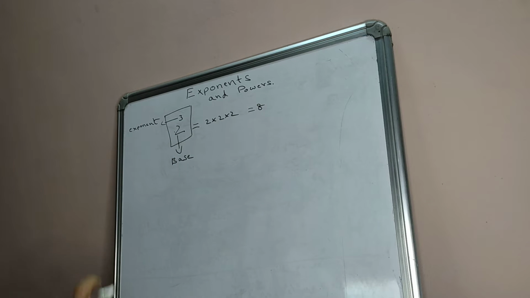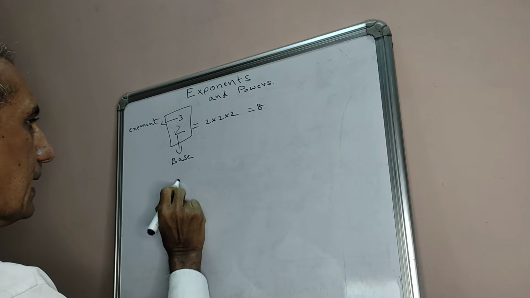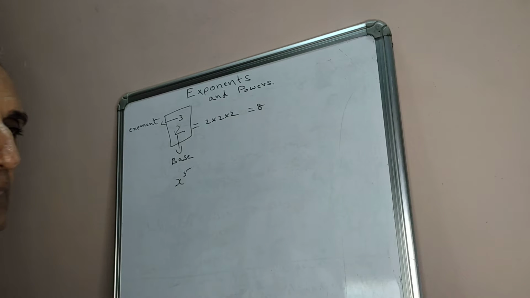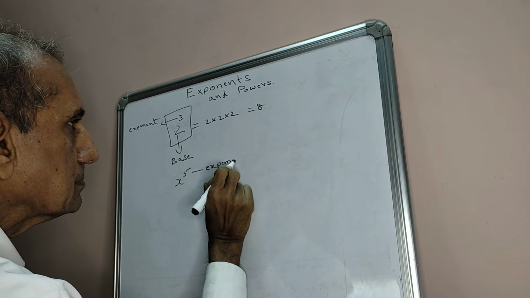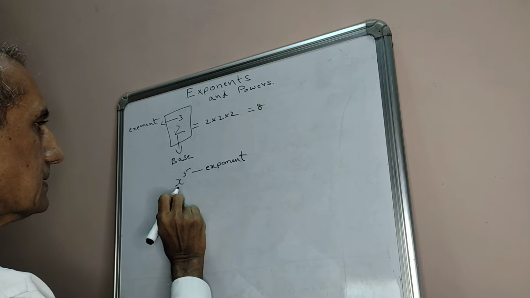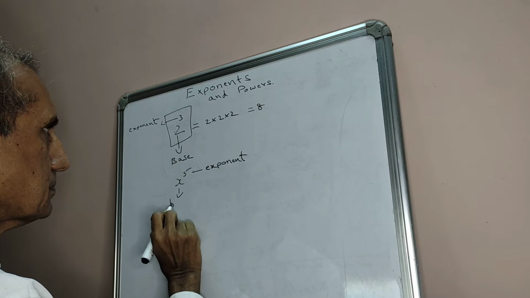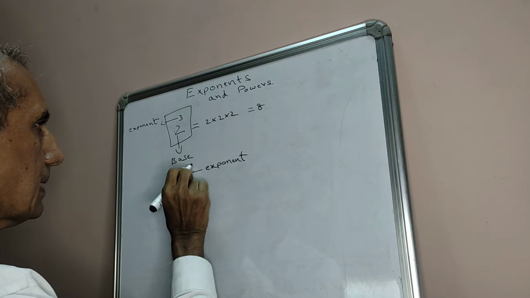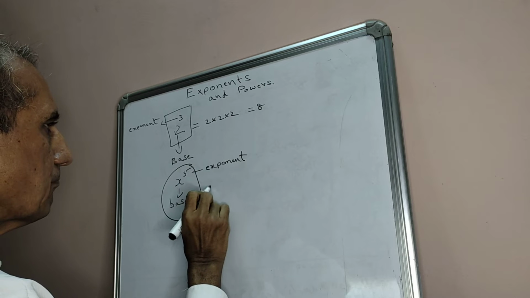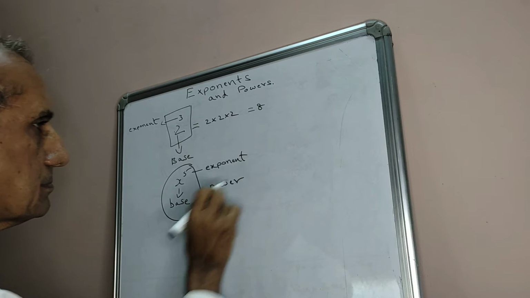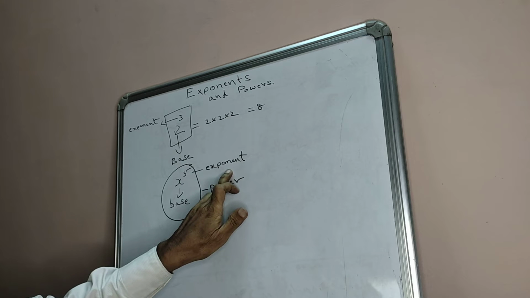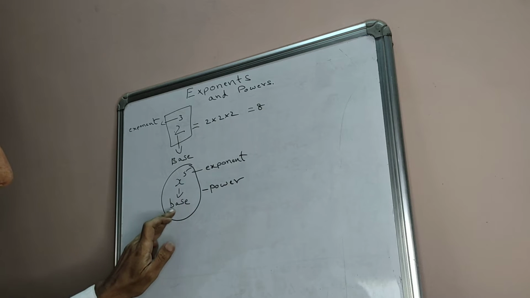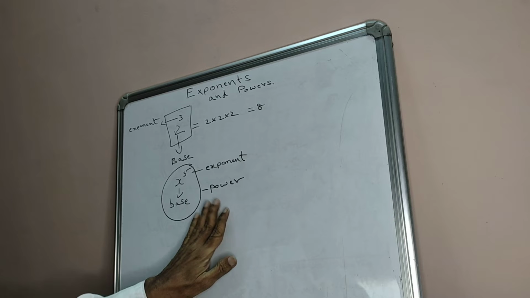Suppose I take one more example, x to the power of 5. Here 5 is the exponent, x is the base, and this entire thing is the power. So with this example, it is clear to you what is exponent, what is a base, and what is a power. So now it's very clear.